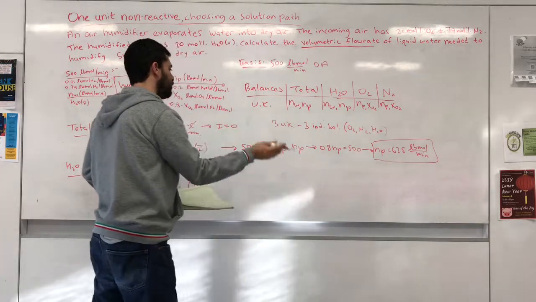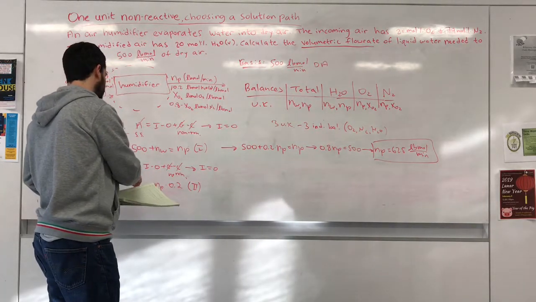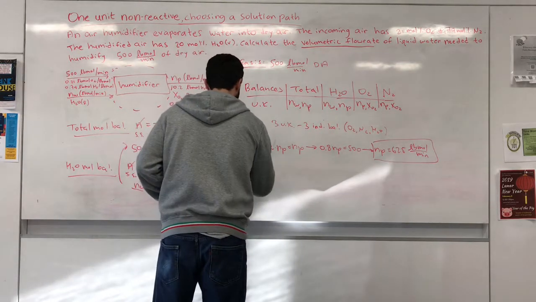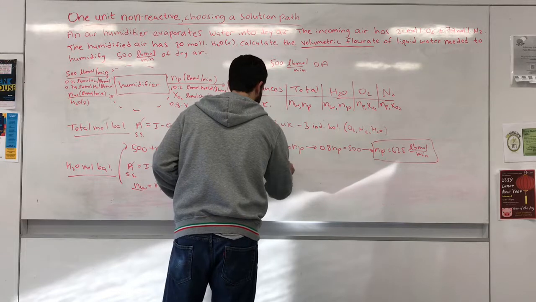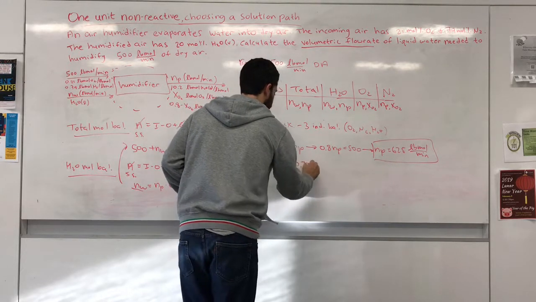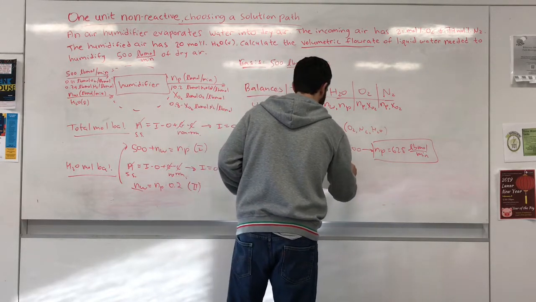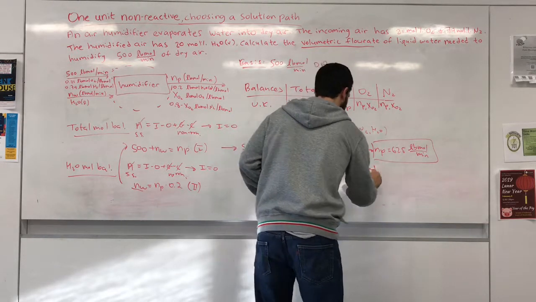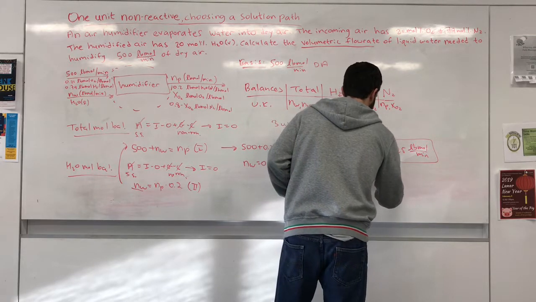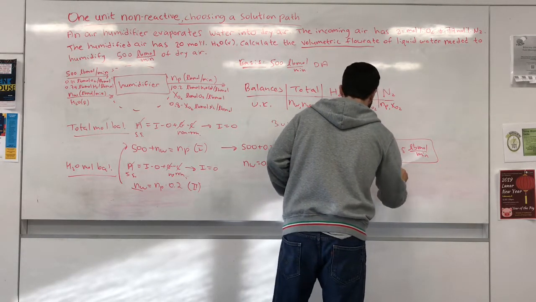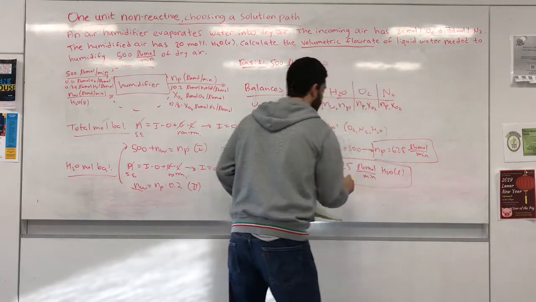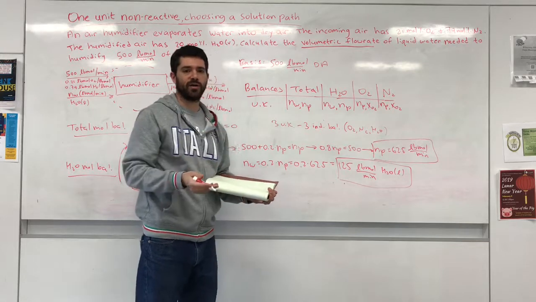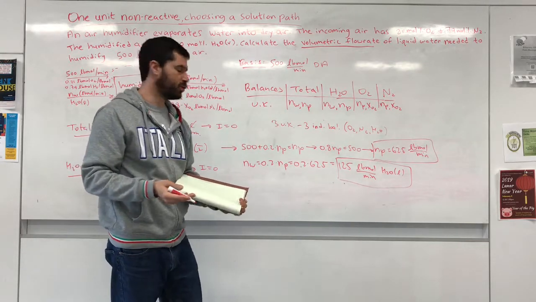We're looking for NW. So we'll go back and solve equation 2. NW equals 0.2 times NP. So 0.2 times 625 equals 125 pound moles per minute. And this is liquid water. But we weren't asked to find the molar flow rate of the liquid water. We were asked to find the volumetric flow rate. So we'll use some conversion factors.